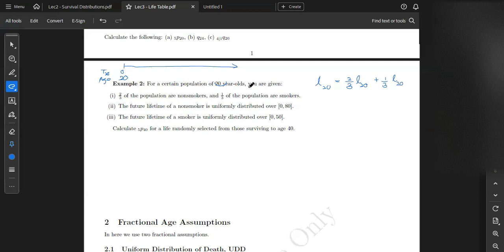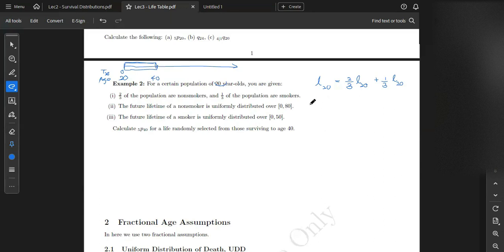So we know that for the uniform distribution, it's easy to calculate the probability because it's the area of a rectangle and the total area is 1. So we can find the proportion of individuals who survive to age 40. It's like this. In here, we have age 40. And to calculate this probability, first we need the proportion who survives through this period.